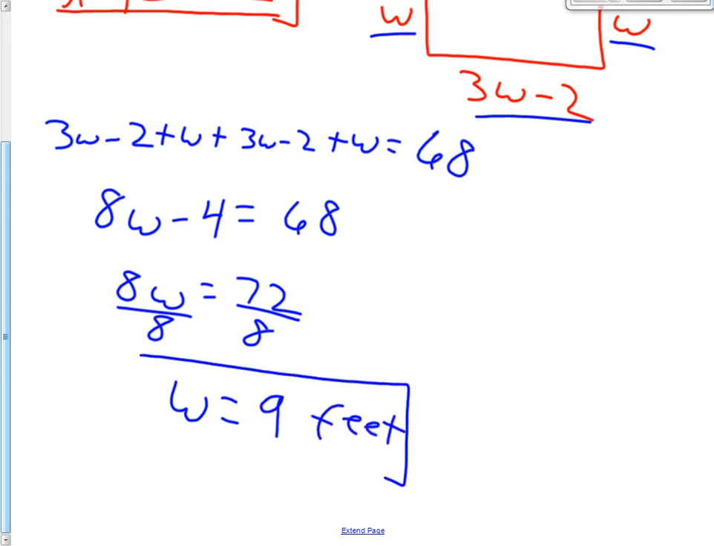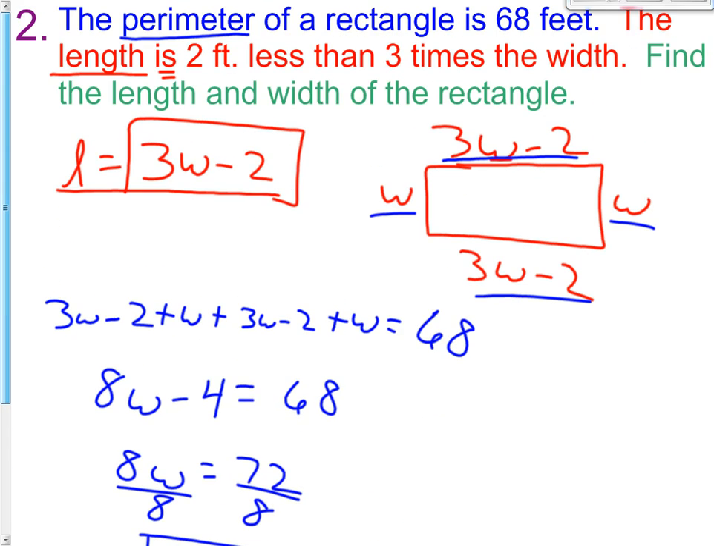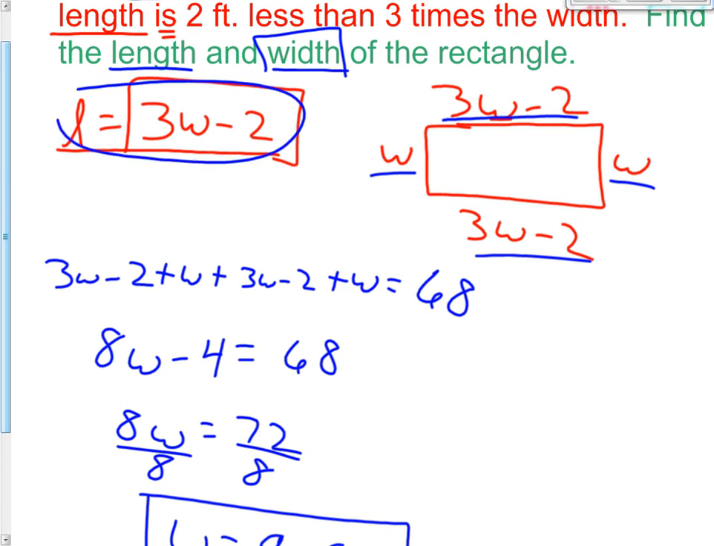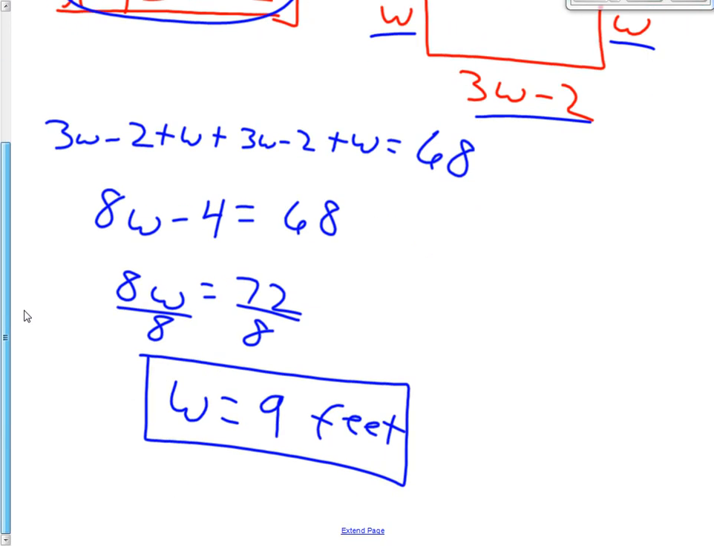So if we know the width is 9 feet, let's go back to our directions. It says find the length and the width. So we found the width. Good work. Now let's find the length. The length is 3W minus 2. So the length is 3 times the width of 9 minus 2. 3 times 9 is 27, and 27 minus 2 is 25.